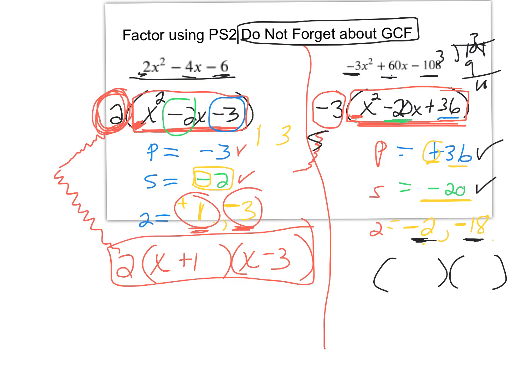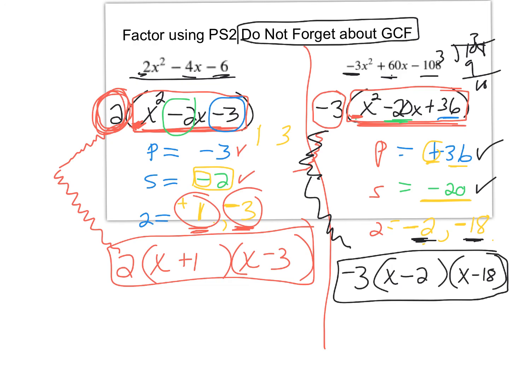So here we go. The negative 3 that we had floating away, it's going to come back. So park it right in front. Then we're going to have x minus 2, x minus 18. There you have it. Now again, very important. Remember, you cannot have a negative in front of your square. If you do, you have to factor the negative out, whether it's a negative 1, a negative 3, a negative 20. You have to take the negative out in order to factor.